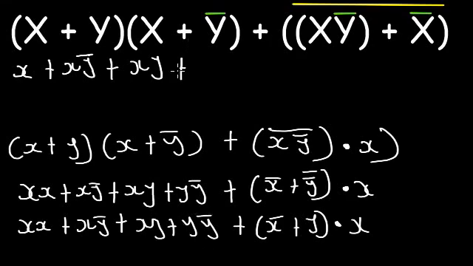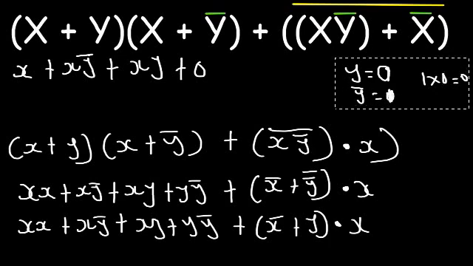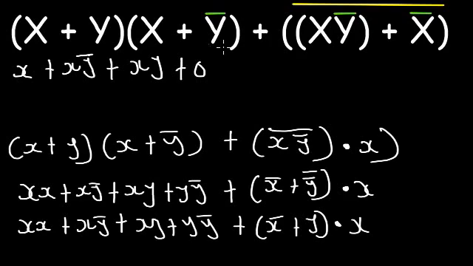Then y times y bar, that will be 0. I can surely show you why it is 0. If y is 1, y bar will be 0. 1 times 0 will result in 0. And if it is the other way around, if y is 0, y bar will be 1. 0 times 1 will still result in 0. So a certain input multiplied by its negation, or its inverter, the result will be 0.